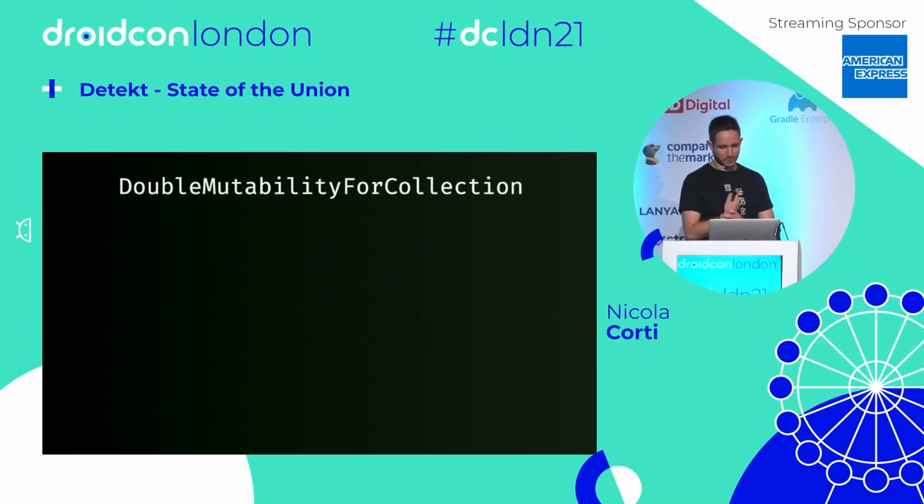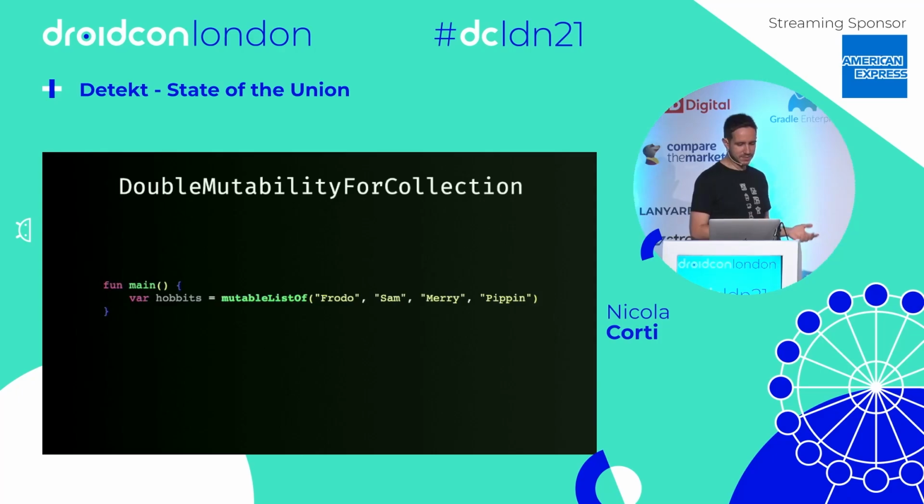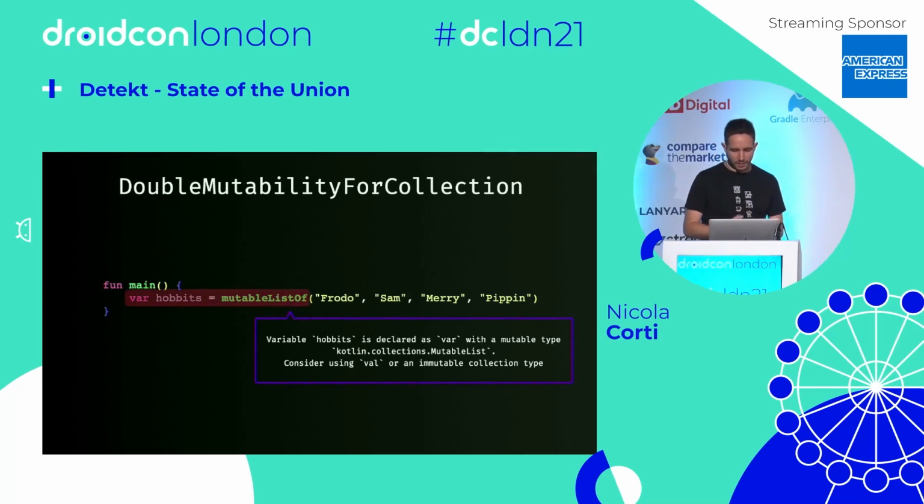But let me present a couple of other rules. Another one that I really like is double mutability for collection. If you know the book Effective Kotlin, this is one of the items presented in the book, and we actually converted it into a detekt rule. What is this rule doing? If you have something like this, var obits equal mutable list of, blah, blah, blah, Detekt will tell you that here you have a problem, because variable obits is declared as var with a mutable type, mutable list. Consider using val or an immutable collection type.